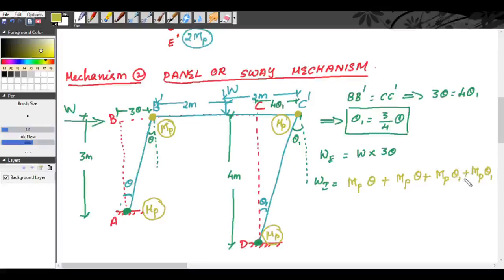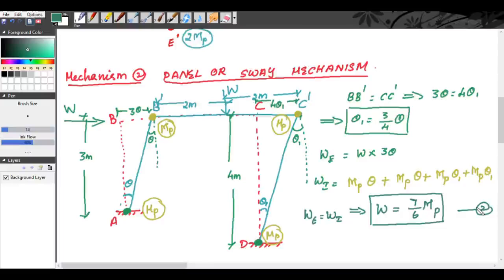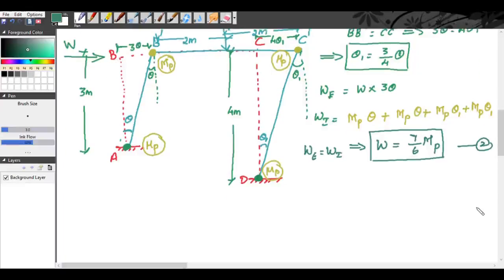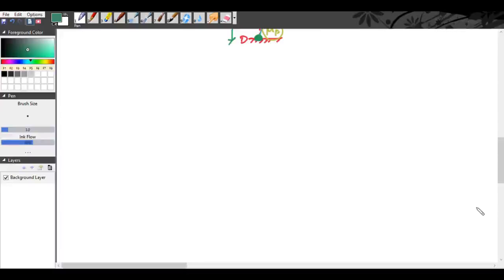Now you can substitute theta 1 in terms of theta and equate external work done to internal work done. We get the collapse load is equal to 7 by 6 MP. So this is your collapse load as per the second mechanism. Now we will move on to the combined mechanism, that is our mechanism 3. So we had two independent mechanisms and one combined mechanism. So our mechanism 3 is the combined mechanism.